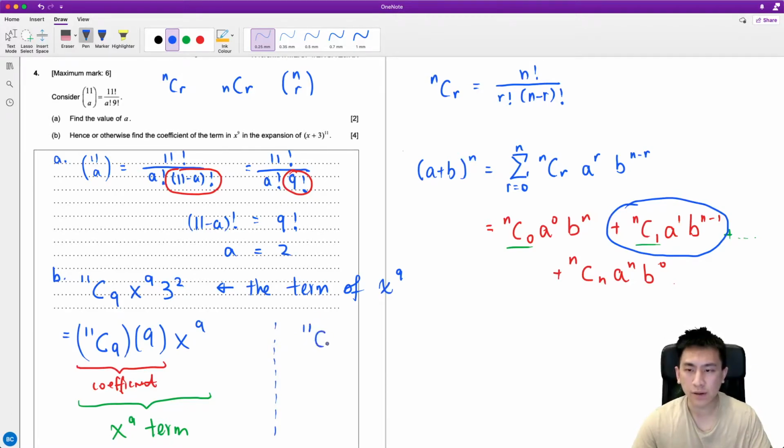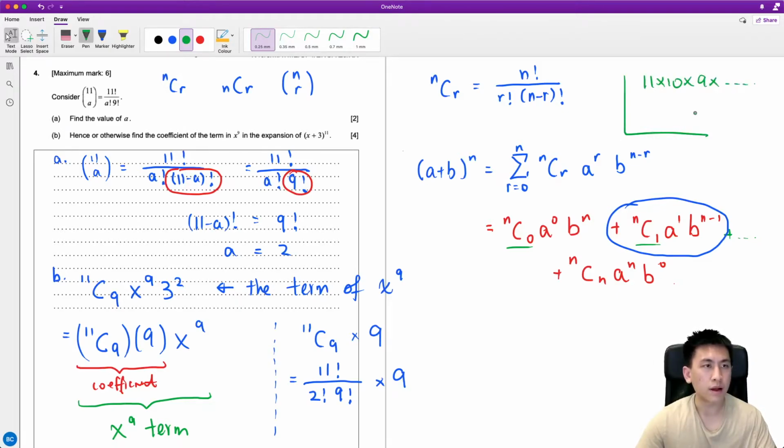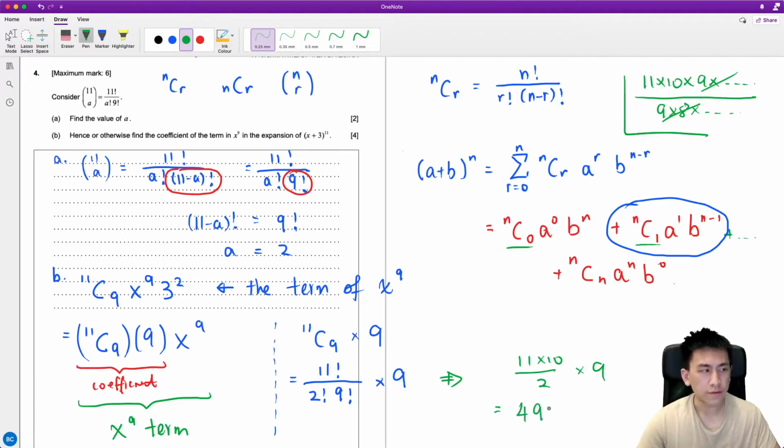So that means 11C9 times 9. Then 11C9 would give you 11 factorial over 2 factorial times 9 factorial, and then multiply by 9, of course. And then, just so you know, the 11 factorial and 9 factorial could cancel. The reason why is, let me just put in this corner right here, right? 11 factorial is 11 times 10 times 9 times and so on, and over 9 factorial, it's 9 times 8 times and so on. So that whole thing actually cancels out with the 9 here. So that's just 11 times 10, right? So therefore, this is just going to be 11 times 10 over 2 times 9, which is quite straightforward already. The answer would therefore be 495, and then we are done.